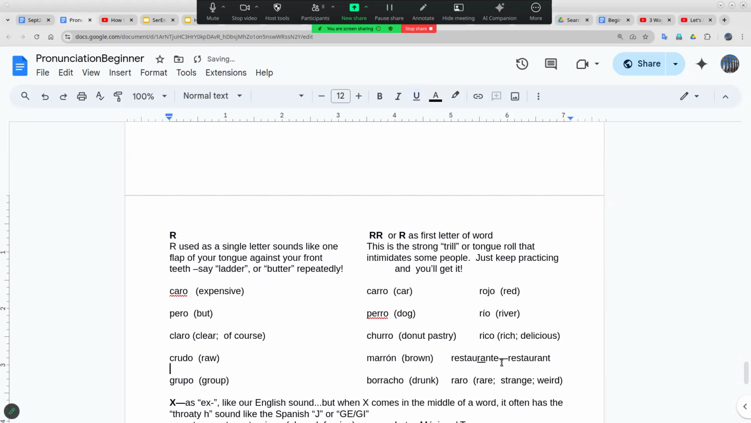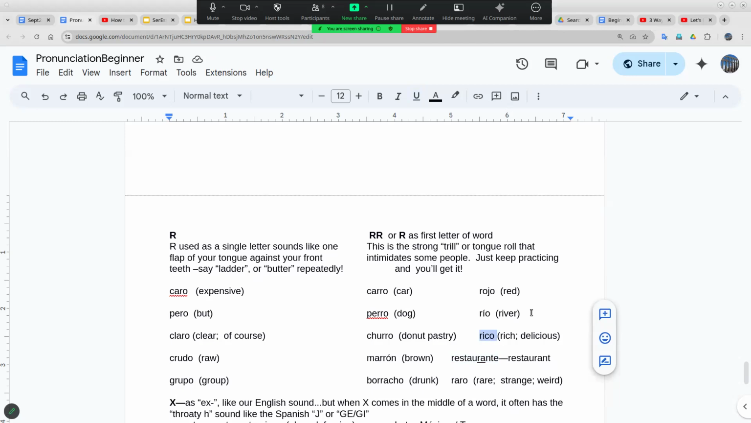The word for restaurant is restaurante. Restaurante. Bien. Okay. And one more, because this word is used a lot.